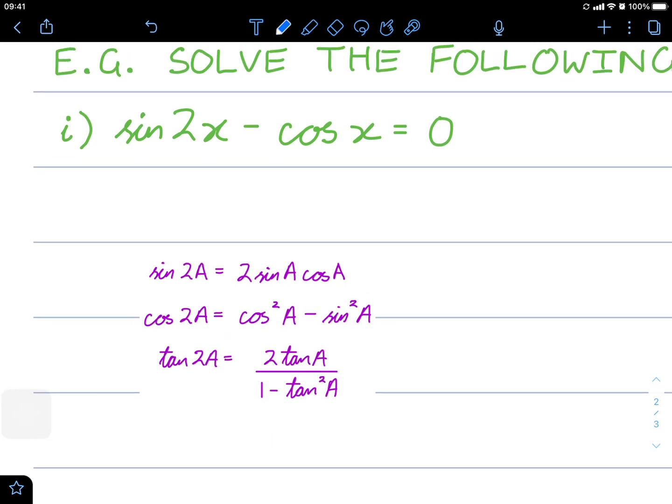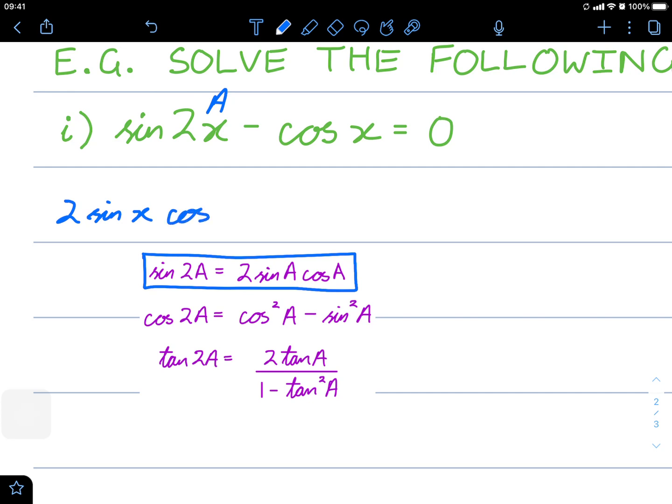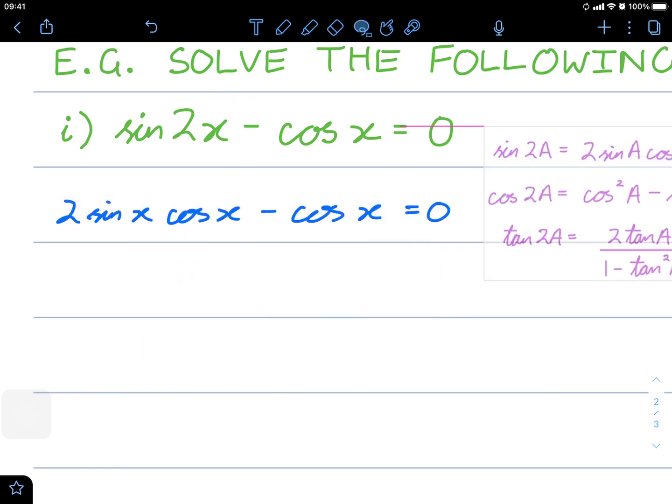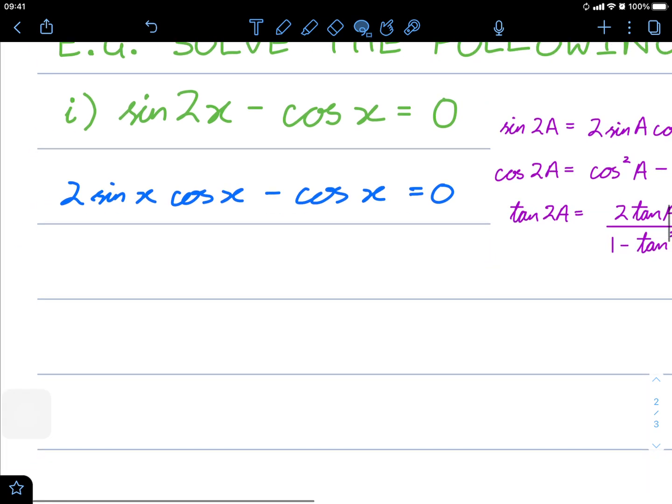So since we have sine of 2x, we can see what our value of a is. Using our identity for sine 2a, we should get 2 sine x cos x minus cos x is equal to 0. So that's just using the identity. Hope you find that it's not too difficult. But when it comes to solving this, we should be using our trig solving skills. It's no different as before.